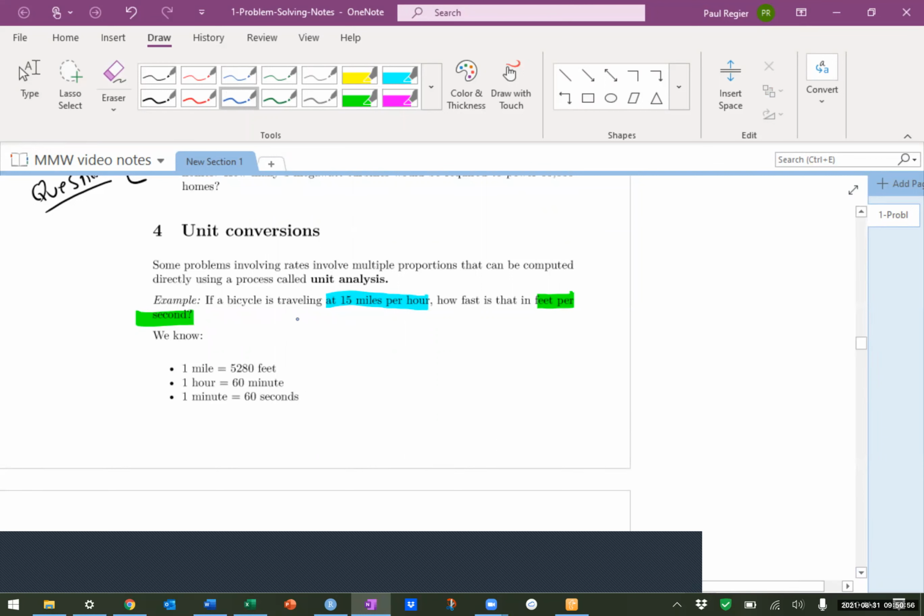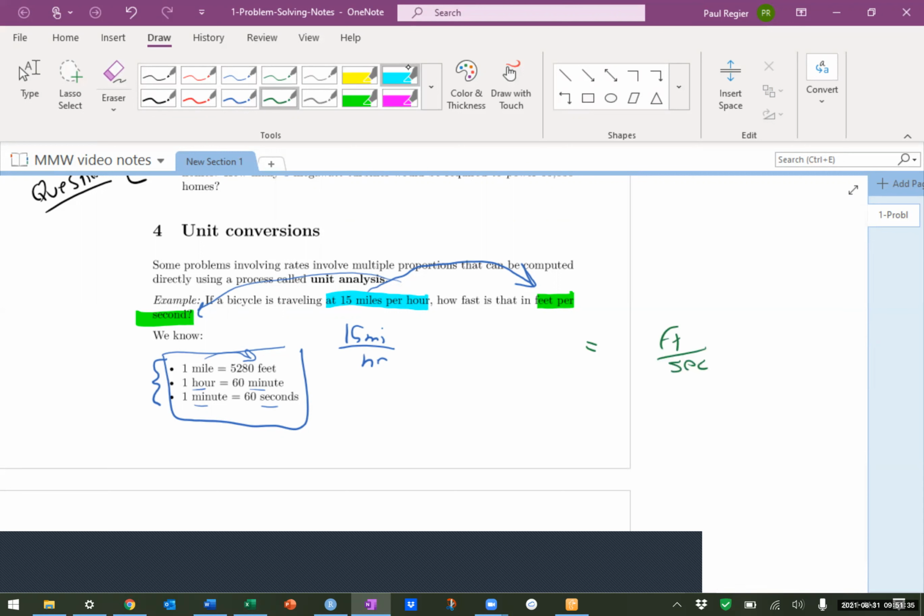So the way to start is you have to come up with all your conversions necessary to get from miles to feet. I need to know how many feet are in a mile. And to get from hours to seconds, I need to know the conversions from hours to minutes and minutes to seconds. So once I have all this put together, I can combine this information in a very elegant way. Take 15 miles per hour. That's our start. And we want to get to eventually something that's in feet per second.